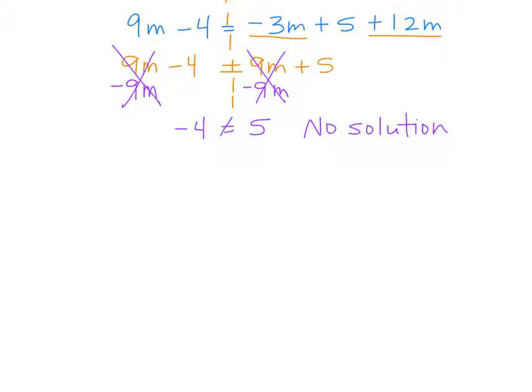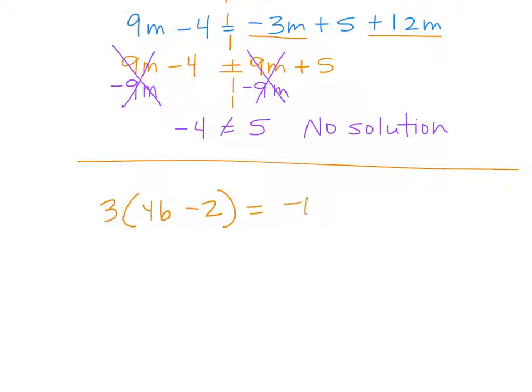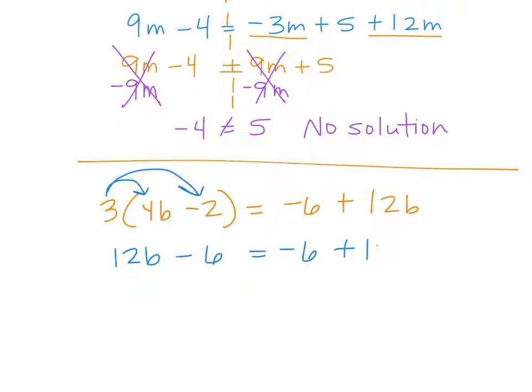Last one. Let's say we have 3 times 4b minus 2 equals negative 6 plus 12b. What do you do first? How do you solve it? Distribute, right. We're going to distribute the 3 to both of these. So 12b minus 6 equals negative 6 plus 12b. Now what? Okay, so you have options here.